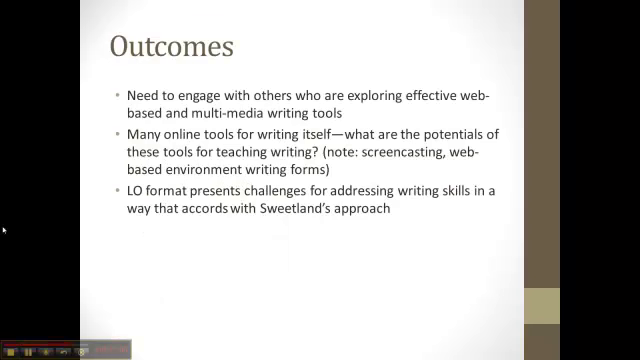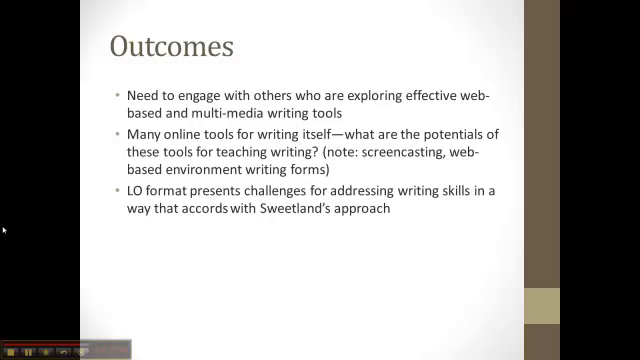Overall, our key takeaways are that we really need to reach out and engage with others who are thinking about the specific challenge of using the web to teach writing skills, because again, these skills don't easily fit into a straightforward quiz evaluative feedback mechanism.